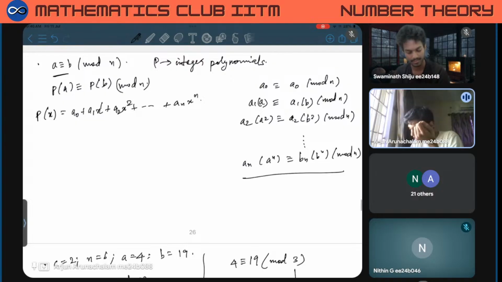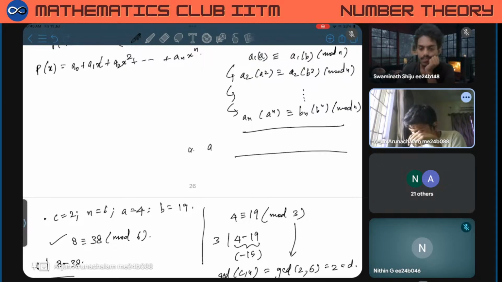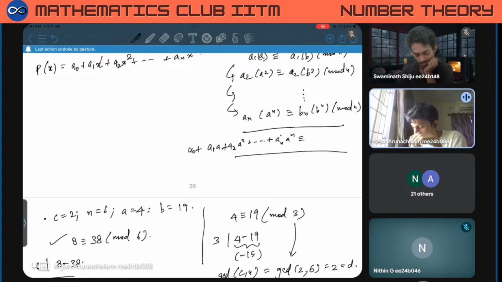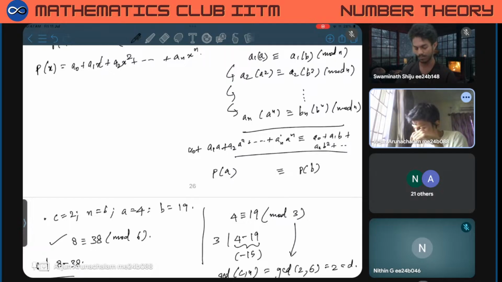Now you can just add all these up, or you can add them one by one also. You add here, add here, add here, and so on. So one side becomes a0 plus a1 into a plus a2 into a square and so on till an a to the power n, and the other side becomes a0 plus a1 b plus a2 b square and so on. So essentially this is P of a and this is P of b.